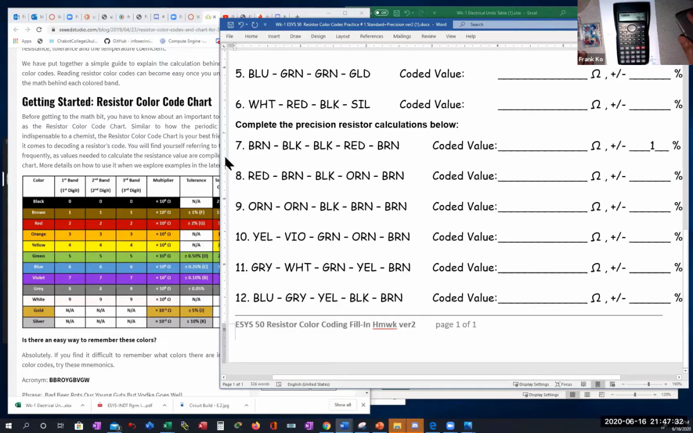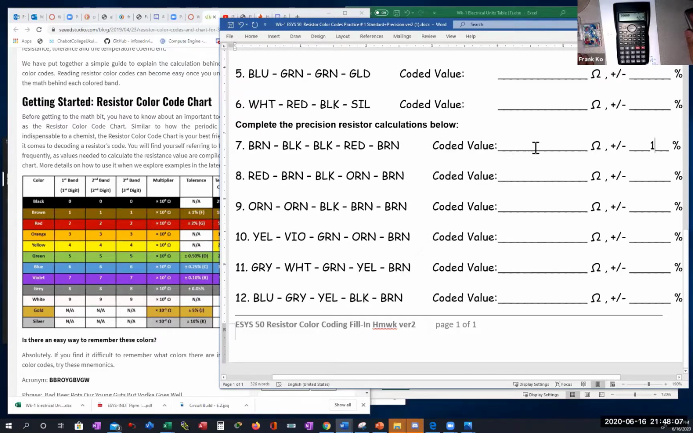Let's take a look at how we decipher 5-band resistors. So here you do have first band, first digit, second band, second digit, third band, third digit, fourth band, number of zeros. So I repeat, first band, first digit, second band, second digit, third band, third digit, not number of zeros like we had up above, but third digit, and then the fourth band would be our number of zeros.